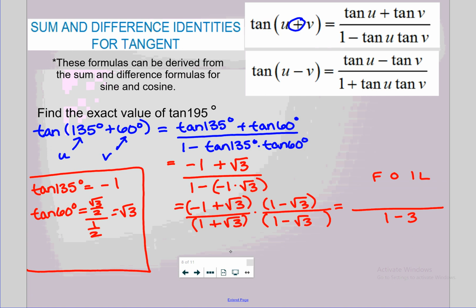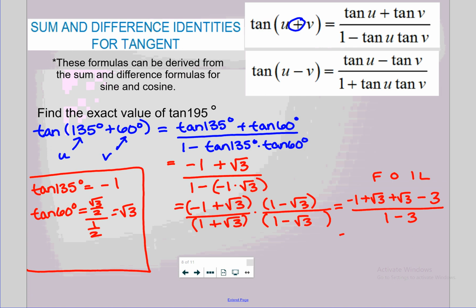On the top, they are not conjugates, so you have to do all 4 terms. -1 times 1 for my first terms is -1. My outside terms are -1 and negative rad 3, so that's positive rad 3. My inside terms are rad 3 and 1, so another rad 3. And then my last terms are positive rad 3 and negative rad 3, which is -3.